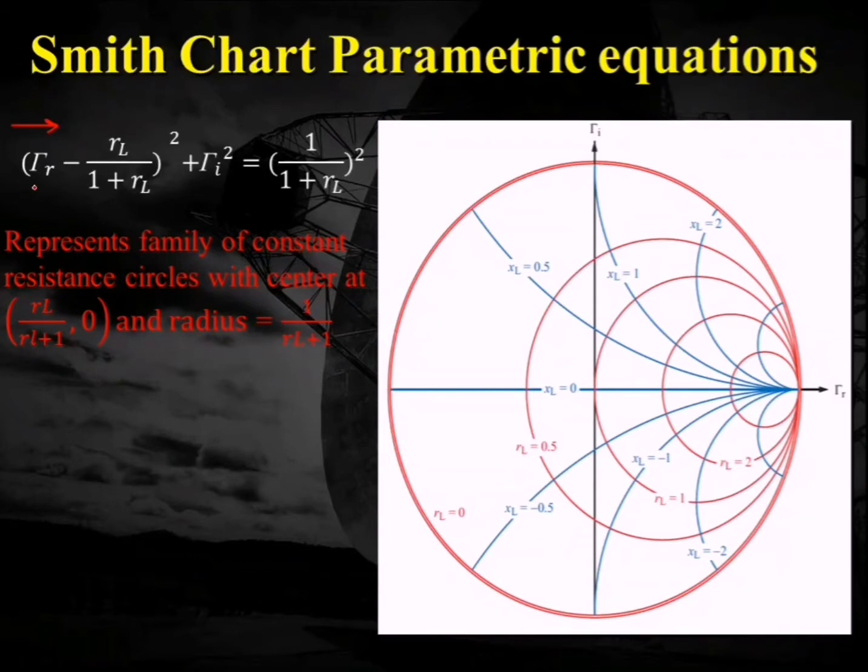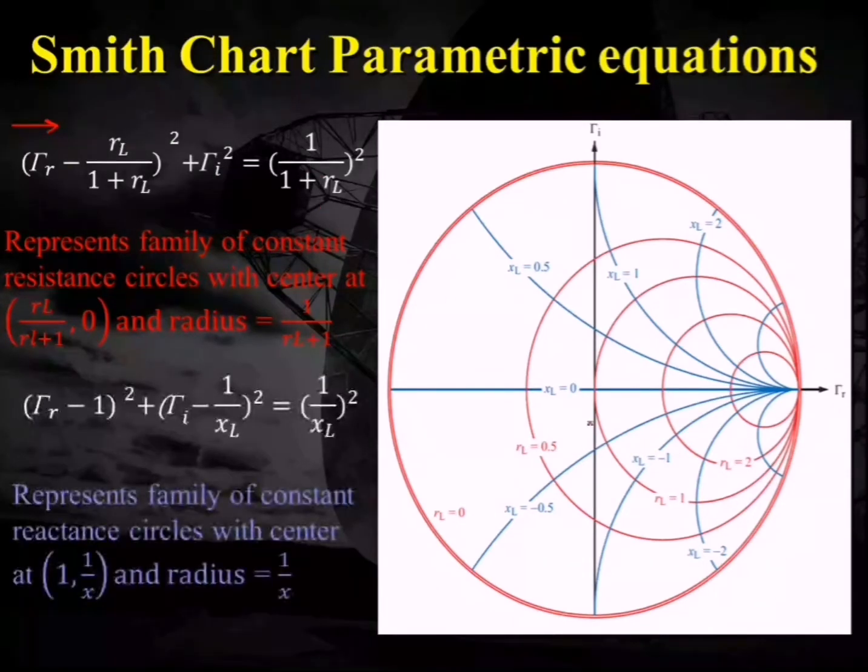So the resistance circles are obtained using the equation (τr − rL/(1+rL))² + τi² = (1/(1+rL))². This equation represents the family of constant resistance circles with the center at (rL/(1+rL), 0), and the radius is 1/(1+rL).